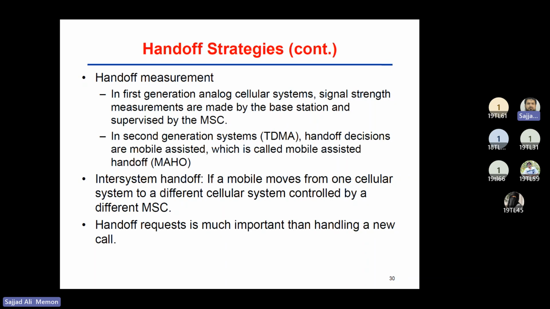A dropped call may hamper KPIs more than not entertaining a new call. If you are not entertaining a new call, you are not committing to service that new call. But if you have committed to serve a call and it is in handoff, the handoff request should be given priority so that it is not dropped, because you committed to provide full services to that user.